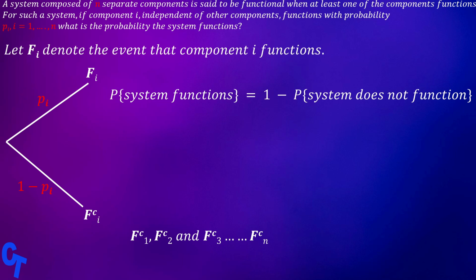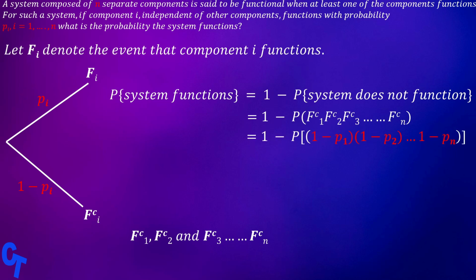And remember I was saying component 1 and component 2 and component 3. In probabilities, when we say and, we multiply. So I'm going to say 1 minus the probability of F complement 1 times F complement 2 times F complement 3, and we're going to continue all the way up to component n. We know that F complement i has probability 1 minus Pi. So for component 1, it's going to be 1 minus P1. Component 2, it's going to be 1 minus P2. So let's write that.